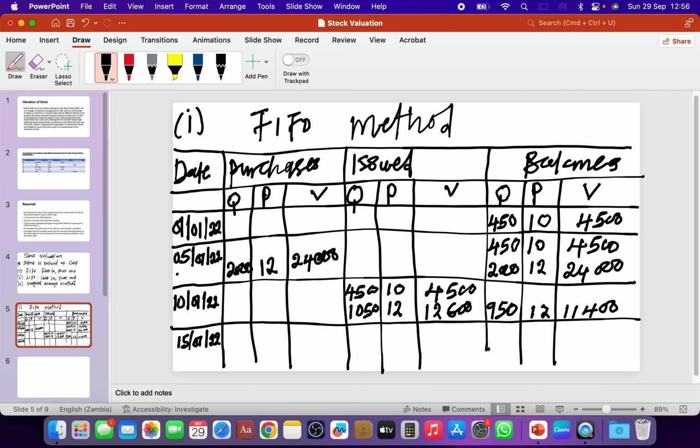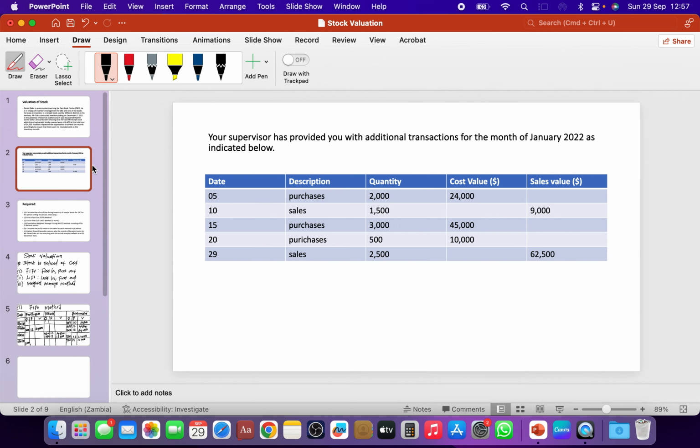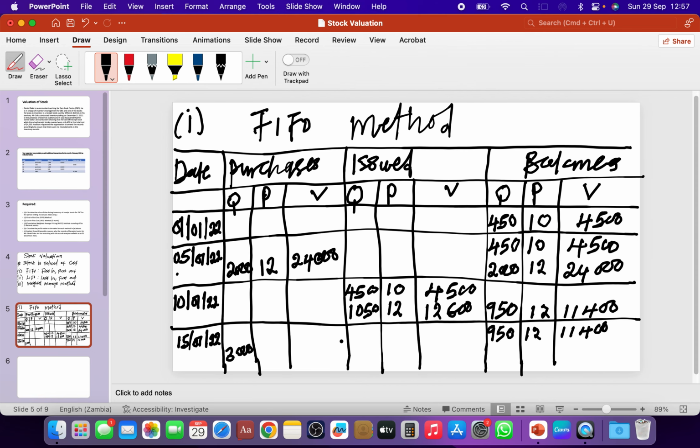The opening balance on the 15th of January is 950. This stock is valued at $12. The value of it is 11,400. On this date, we bought more stock. We bought 3,000 quantity. The value of it was $45,000.